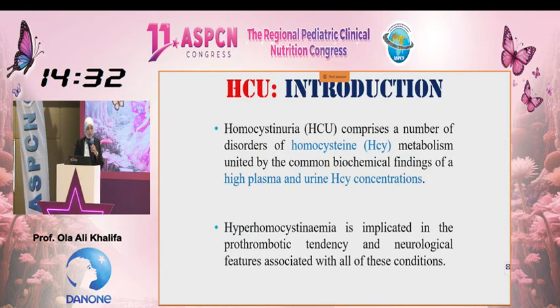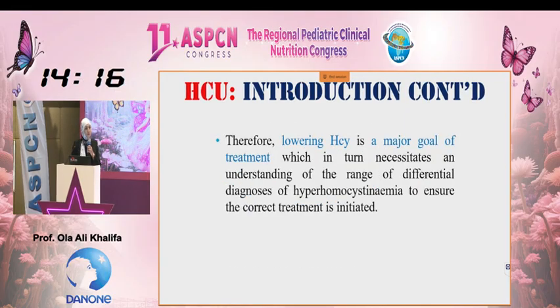Homocystinuria comprises a number of disorders of homocysteine metabolism united by the common biochemical findings of high plasma and urine homocysteine concentration. Hyperhomocysteinemia is implicated in a prothrombotic tendency and neurological features associated with all of these conditions. Therefore, lowering homocysteine is a major goal of treatment, which in turn necessitates an understanding of the range of differential diagnosis of hyperhomocysteinemia to ensure a correct treatment is initiated.